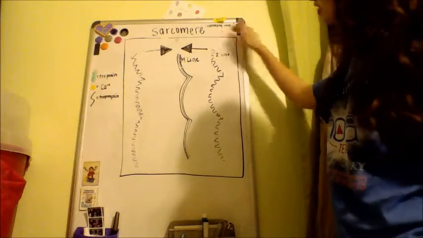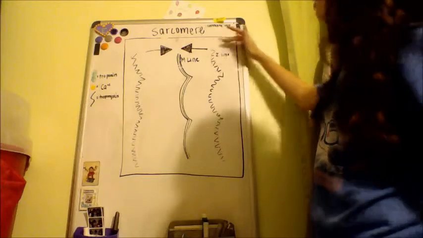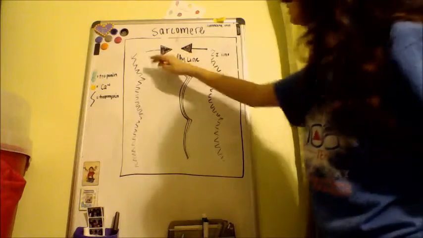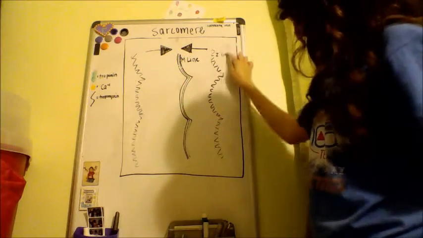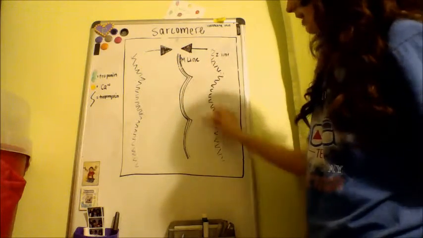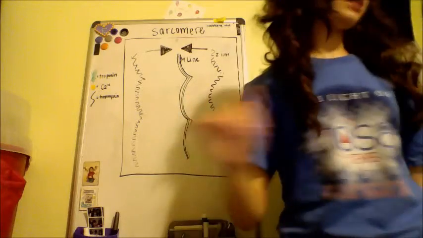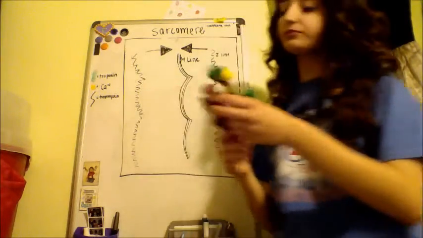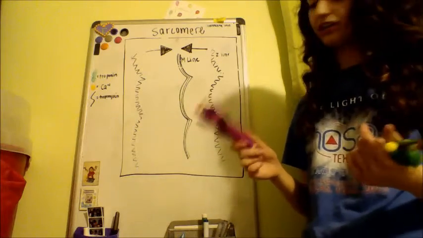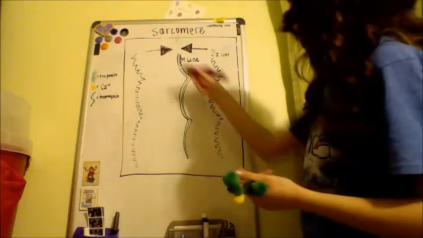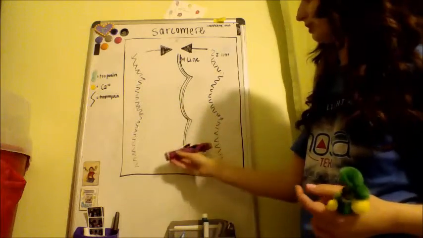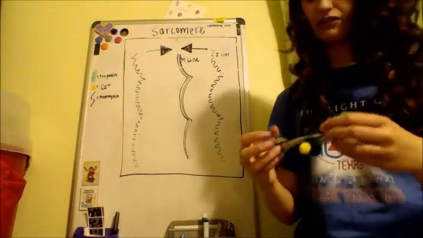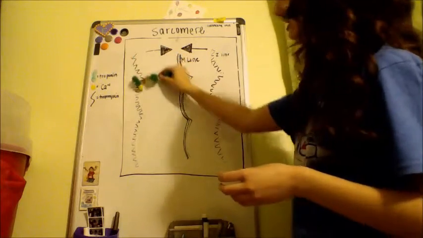So sarcomeres are contracting units which make up the myofibrils, and these contracting units contain Z lines, which are these, and M lines, and then attached to these are actin and myosin. Myosin are thick filaments which attach to the M line, which would be right there. It's not really up to scale. And then actin are the thin filaments which attach to the Z line.